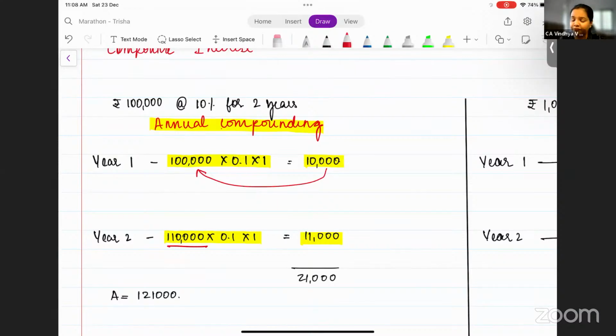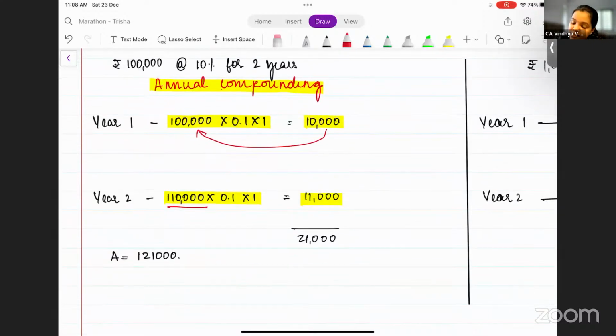And if you observe carefully, under simple interest, it was 10,000 and 10,000, making it 20,000. But under compound interest, it is 21,000. I hope this is clear. So can I say simple interest is less than compound interest? For now, yes. But wait. Let's understand this carefully.